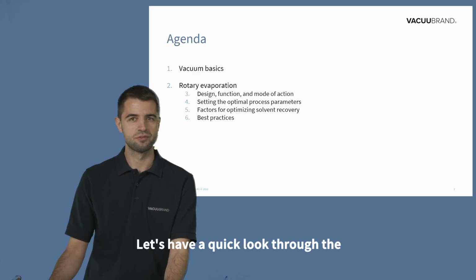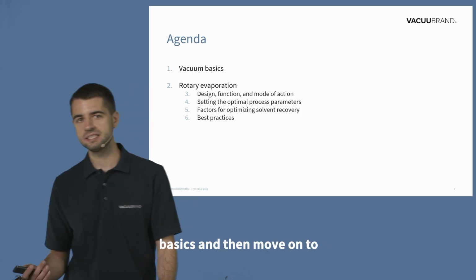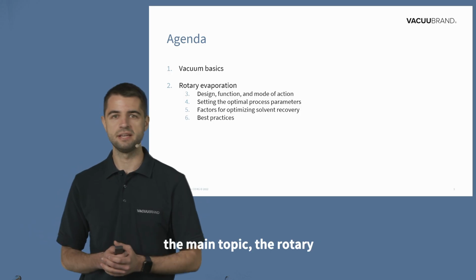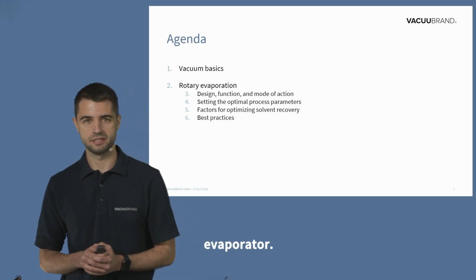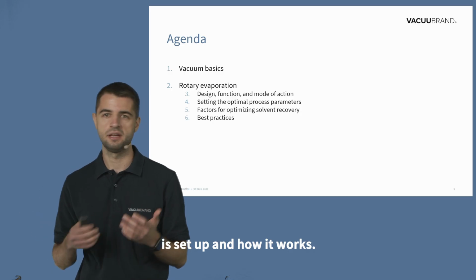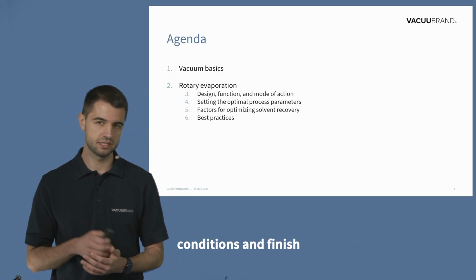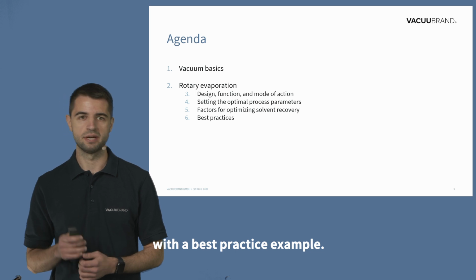Let's have a quick look through the agenda for this webinar today. We start with a short chapter on vacuum basics and then move on to the main topic, the rotary evaporator. Here we start with the basics of how it is set up and how it works, before we move on to the optimum process conditions and finish with a best practice example.